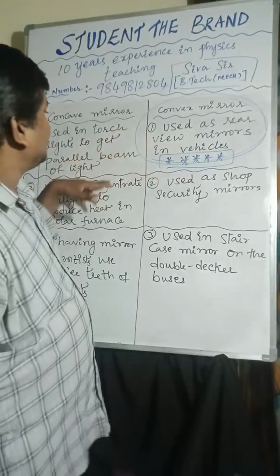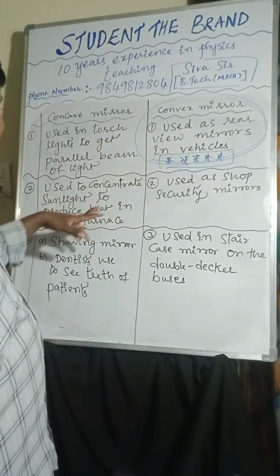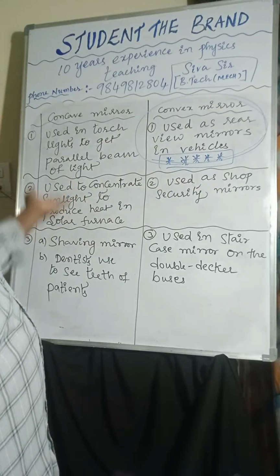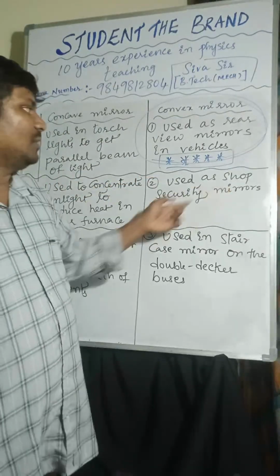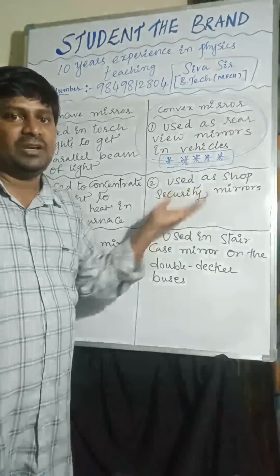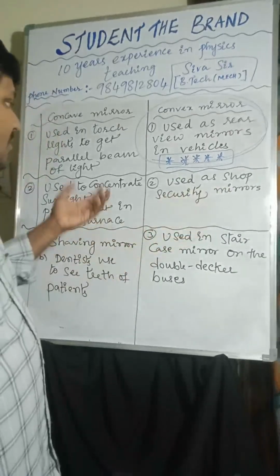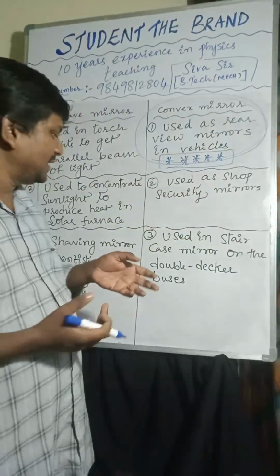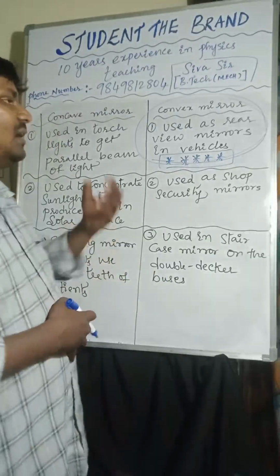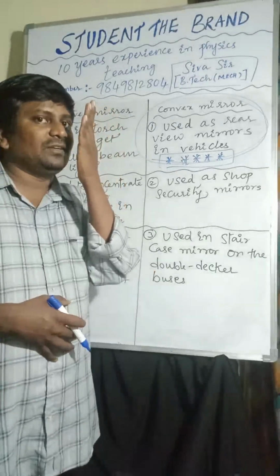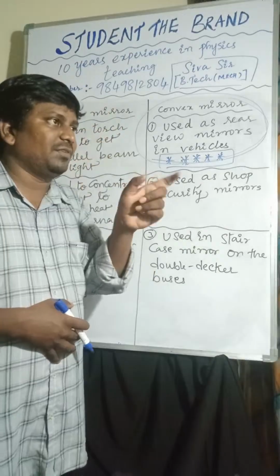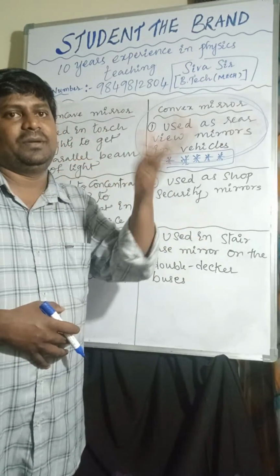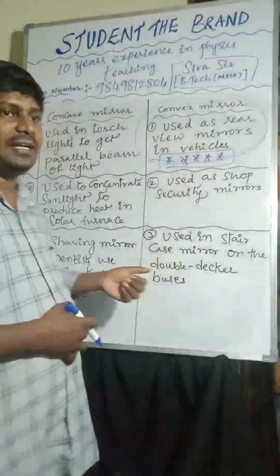Coming to the next one, it is used to concentrate sunlight to produce heat in a solar furnace. I already said that questions related to this will also come. It is also used as a security mirror. And a shaving mirror is used to see a large image of the face. The dentist uses it to see the teeth of the patient. If the object is placed between F and P, the image will appear bigger and larger. So that case we can also see.